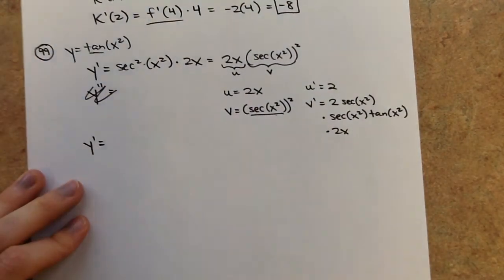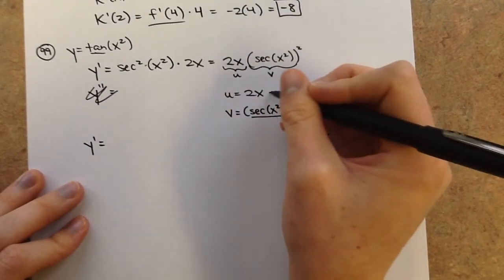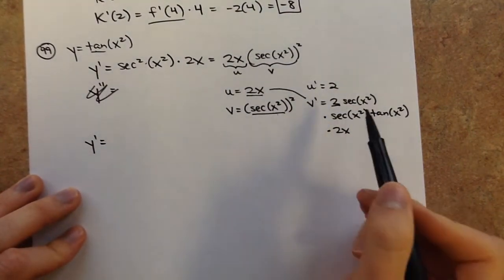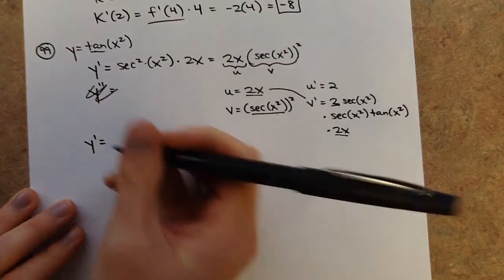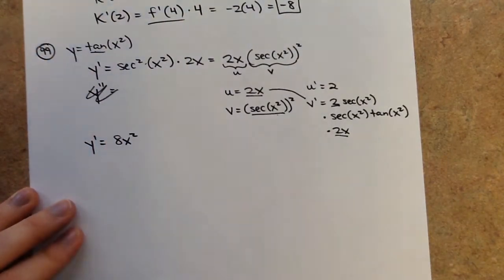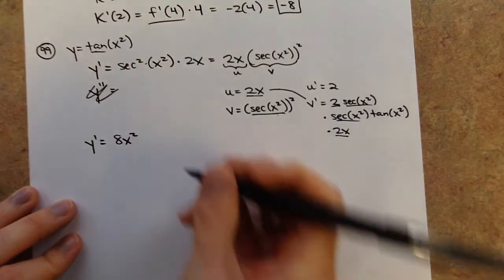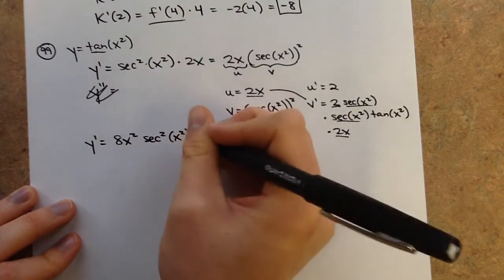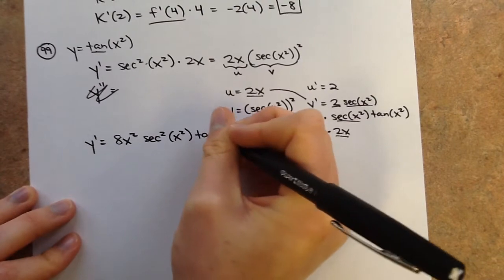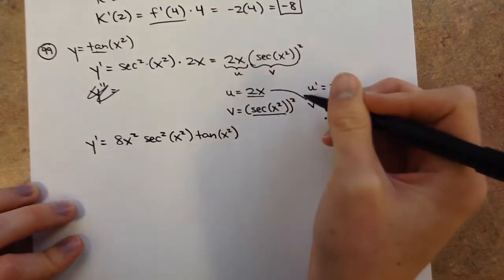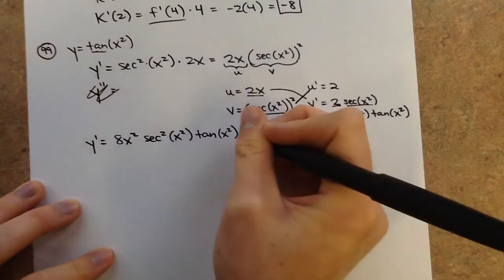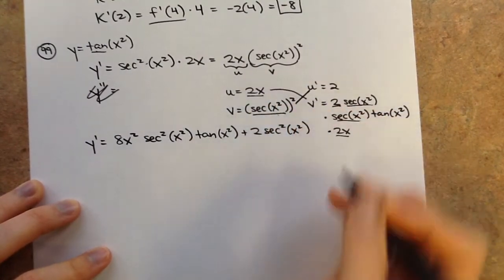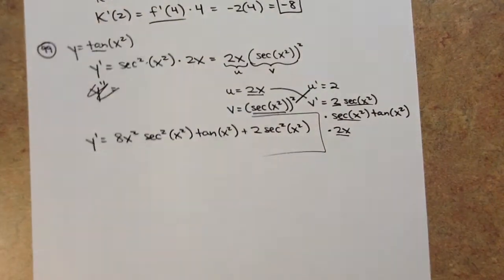So y double prime equals, finally, so we crisscross. So we do u times v prime. So let's multiply everything together here. So we've got a 2x times 2 is 4x times 2x is 8x squared. I have 2 of these, so I have secant squared of x squared, and then times the tangent of x squared. And then finally, v times u prime. So that is just plus 2 times secant squared of x squared. So very nice, neat answer there.